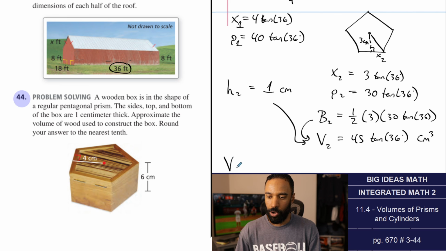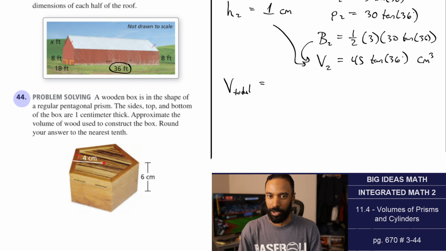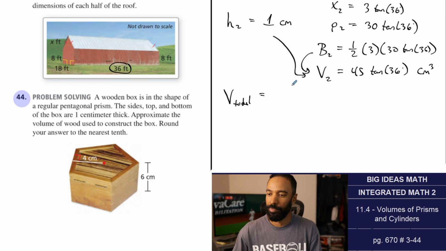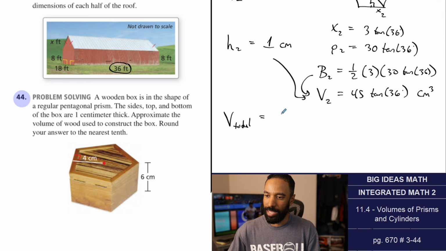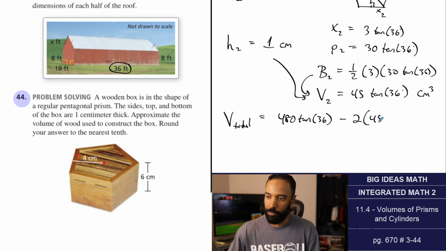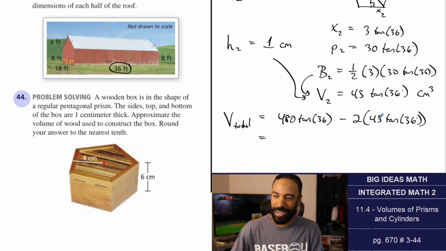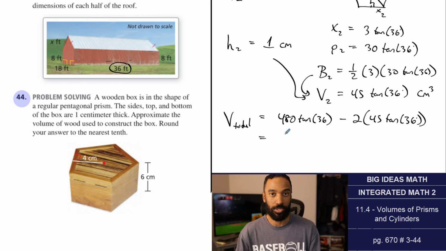So the volume of the total, sorry, I'm going to have some spacing out here. This is kind of the last part. We're going to be taking the 480 times tangent of 36 minus 2 times 45 times tangent of 36, because there's one on the bottom of there as well. So that's 480 minus 90. Notice they both have tangent of 36, so it's like terms.